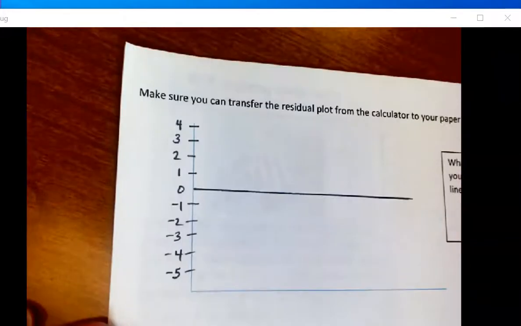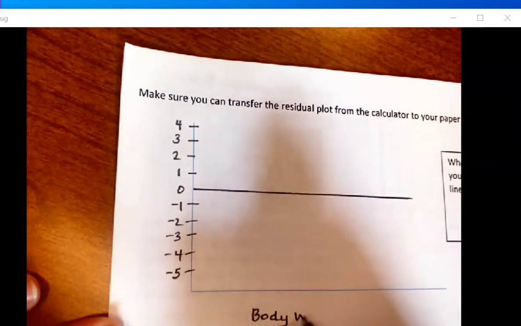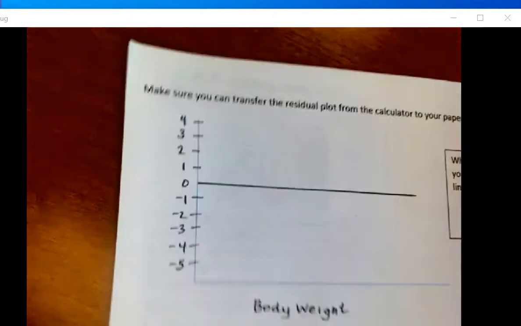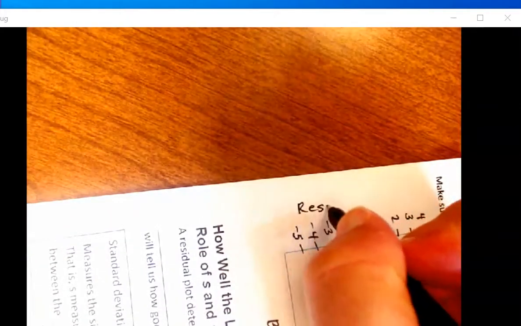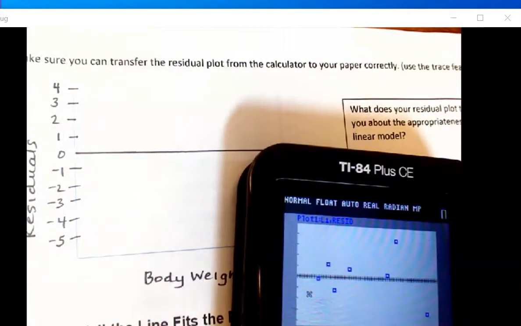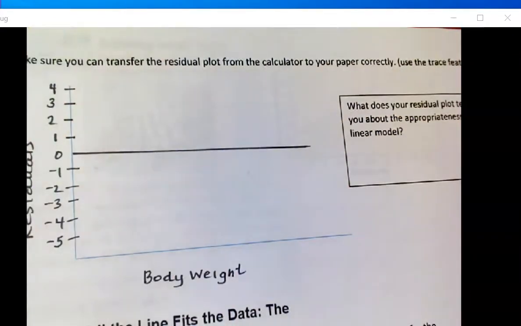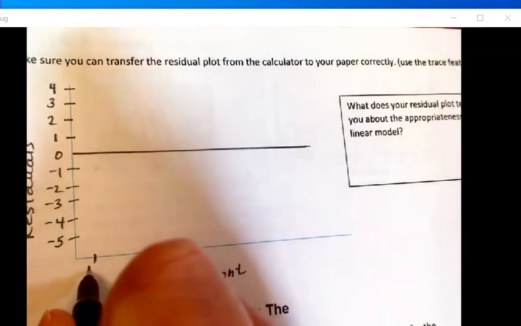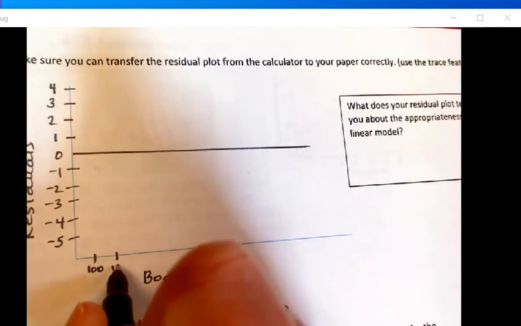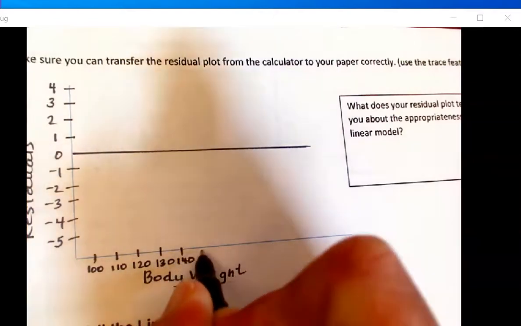Okay. And then we've got your body weight here. So we do want to label this. This is body weight. And these were the residuals. And if you hit trace, I guess we need to go label the body weight. So if we look back at the table, it goes from around 100 up to 187. So maybe let's graph from 100. We could go up by tens. 120, 130, 140.